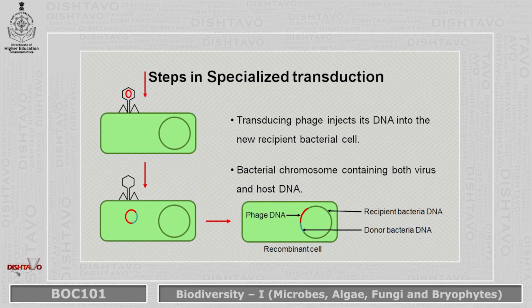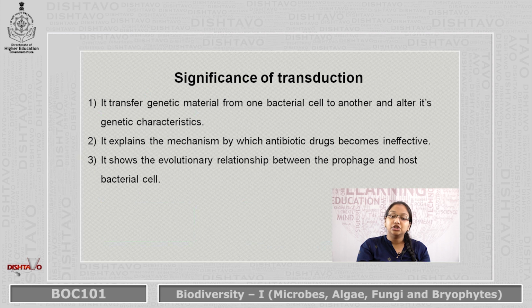When this transducing particle goes and infects a new recipient bacterial cell, it injects its genome, and since now it is a specialized transduction, it directly integrates into the recipient bacterial genome, and we get a recombinant cell. A recombinant cell in specialized transduction has three types of genome: phage DNA, which is indicated here in red color, donor bacterial DNA, which is blue in color, and recipient bacterial DNA, which is green in color.